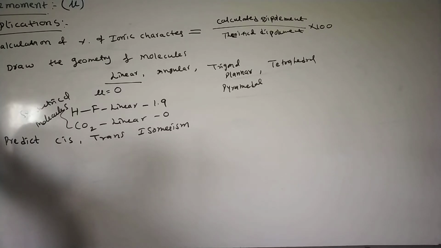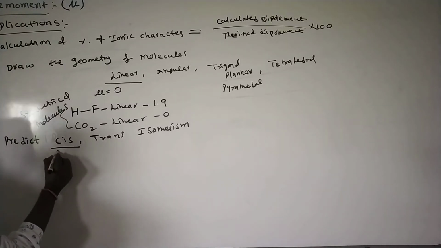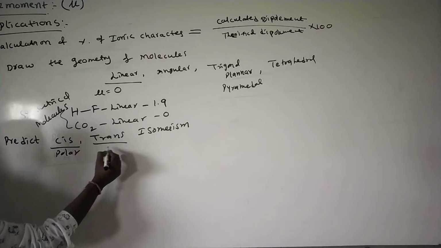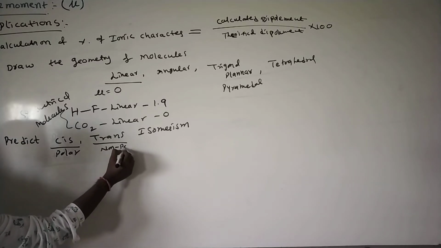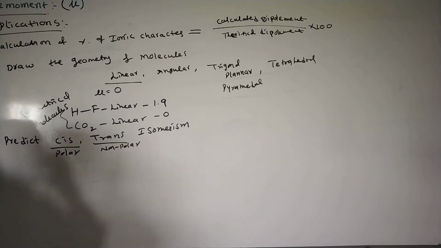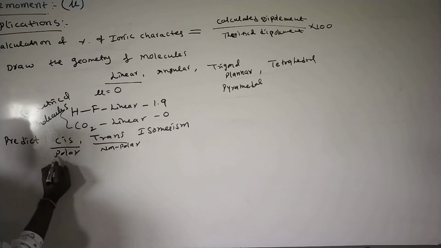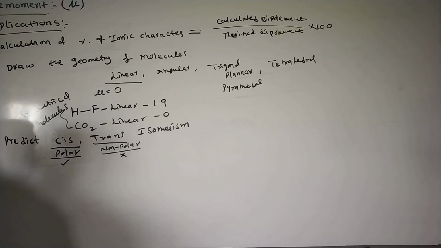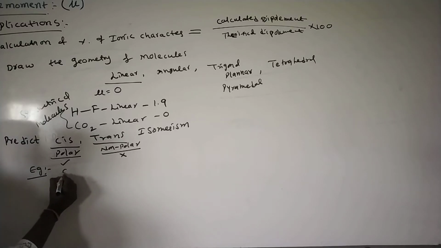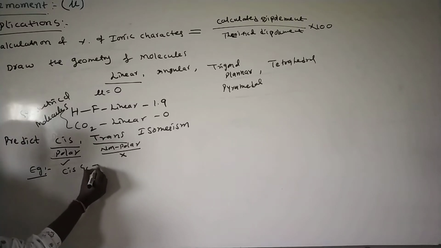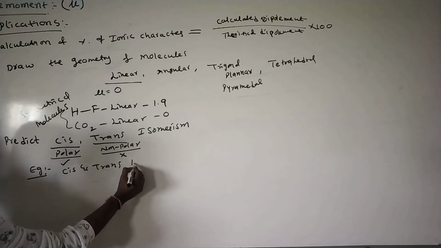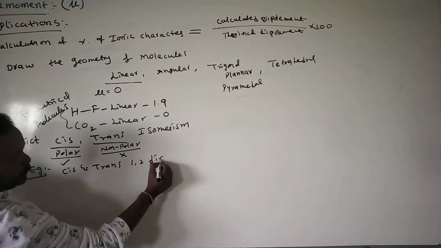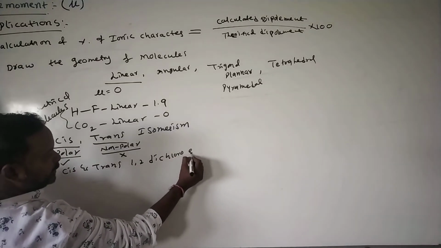Cis are polar, trans non-polar. So cis are having some dipole moment values, trans are zero dipole moment values. Here I am taking one example: cis and trans 1,2-dichloroethene.